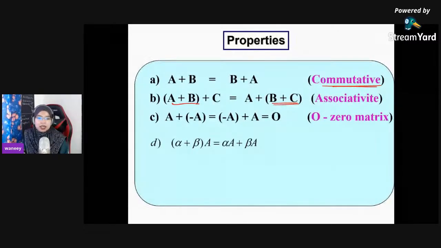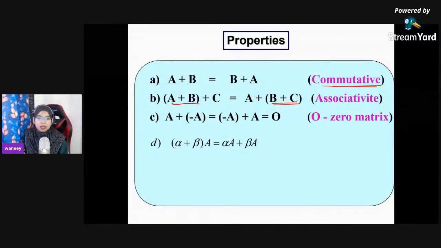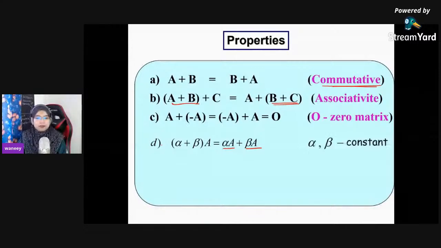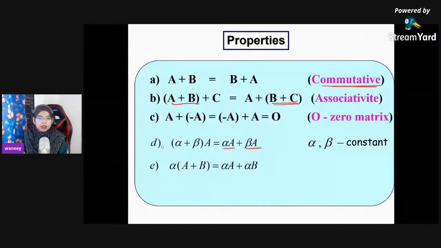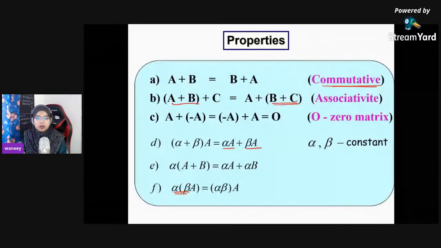And then if let's say alpha and beta is some constant, so alpha plus beta times with a matrix A, so that is actually equal to alpha A plus with beta A. So it's like expansion. So if we have alpha times with A plus with B, so you can actually expand them to become alpha A plus with alpha B. If we have alpha times with beta A, so you can actually times the constant first, so alpha beta, and then we times them with A. So those are simply the properties.